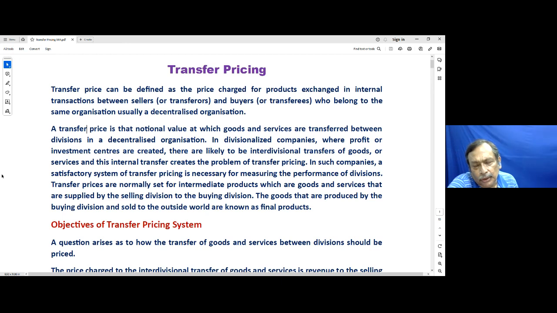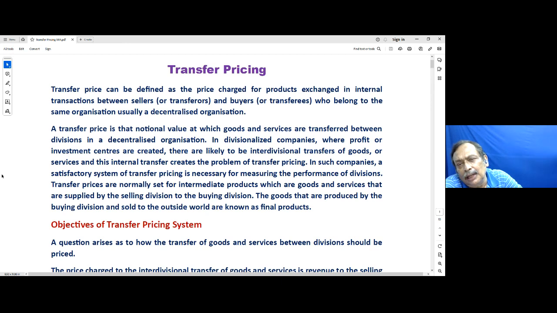Now, why have I said notional? You see, as a transferor division transfers the goods to the transferee division, automatically there will be an internal sale by the transferor division and an internal purchase by the transferee division. So purchases and sales cancel out. Nothing will be recorded in the books of the company as a whole.